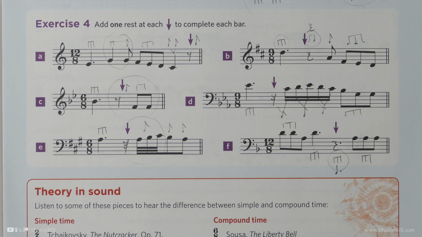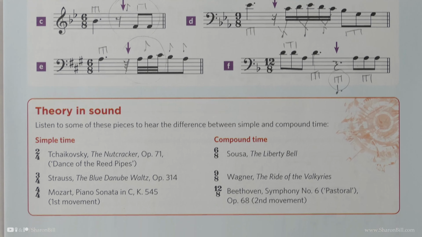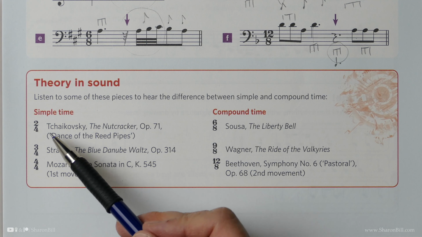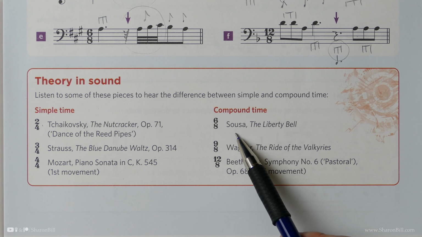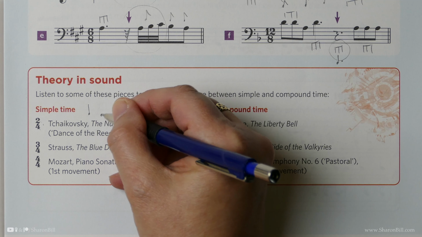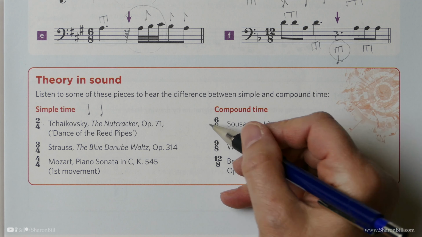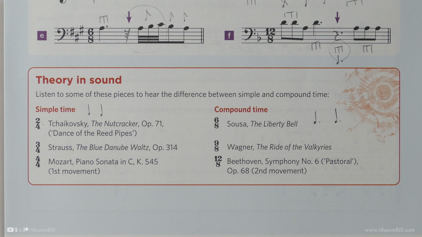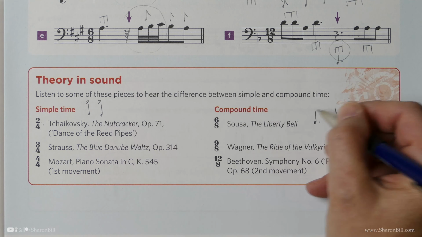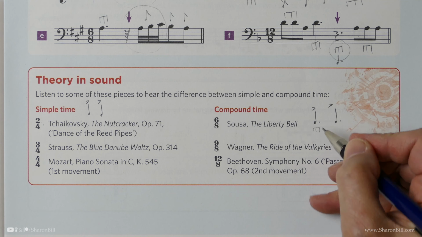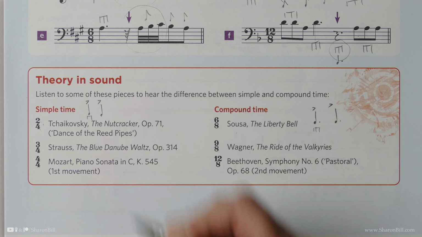So do go ahead and listen to some different pieces of music, or look at some music that you've got, and do listen to the difference between simple time and compound time. 2 over 4 is 2 crochet beats per bar. 6 over 8 is 2 dotted crochet beats per bar. So although there are 2 beats, they're both in duple time. This is a group of 3. This is a group of 2, and you can really hear the musical difference there.